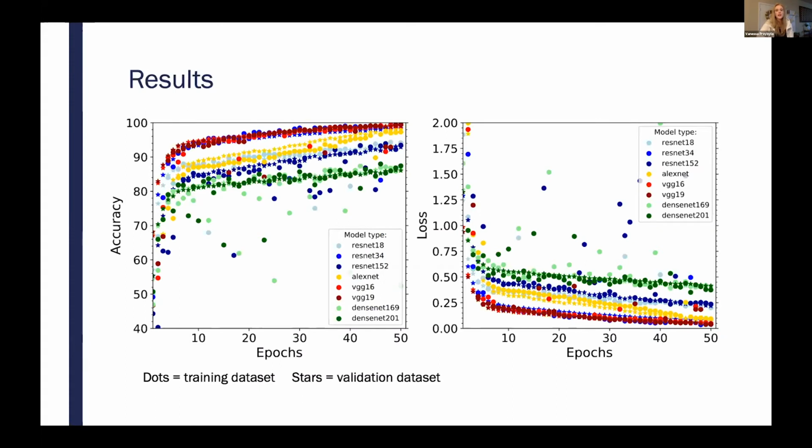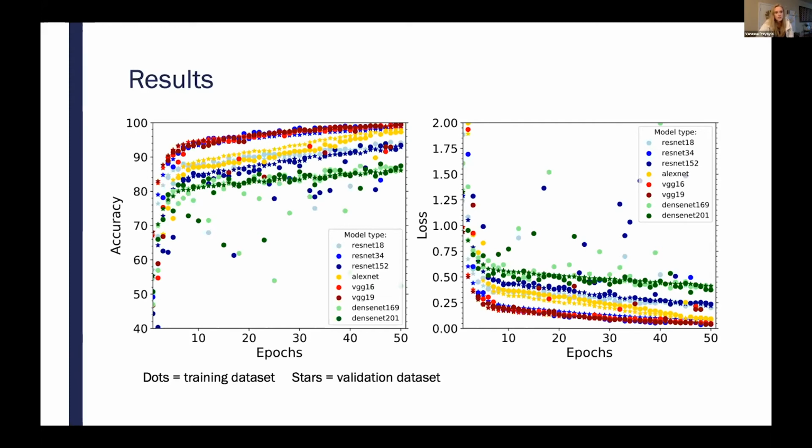On the left, you're looking at the accuracy of all of the different models, denoted in different colors. And on the right are the loss magnitudes for each of those models. The dots represent the training data set, which was 80% of those thousands of images. And then the stars represent the validation data set, which was 20% of the data set, held back so that the model didn't necessarily see the predefined labels.